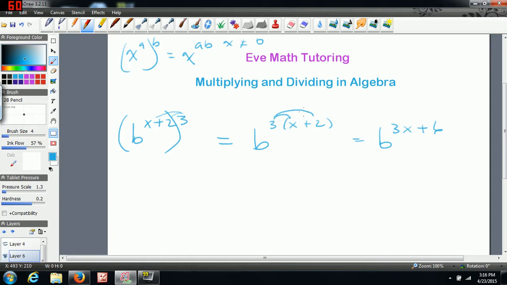Okay, so the 3 multiplies into both terms there. But because these two are not like terms, we can't simplify what's inside of the bracket. And when we open up the bracket, we do have to multiply whatever's in front of the bracket into both of the terms inside of the bracket. So that's how we get b to the 3x plus 6. Okay.